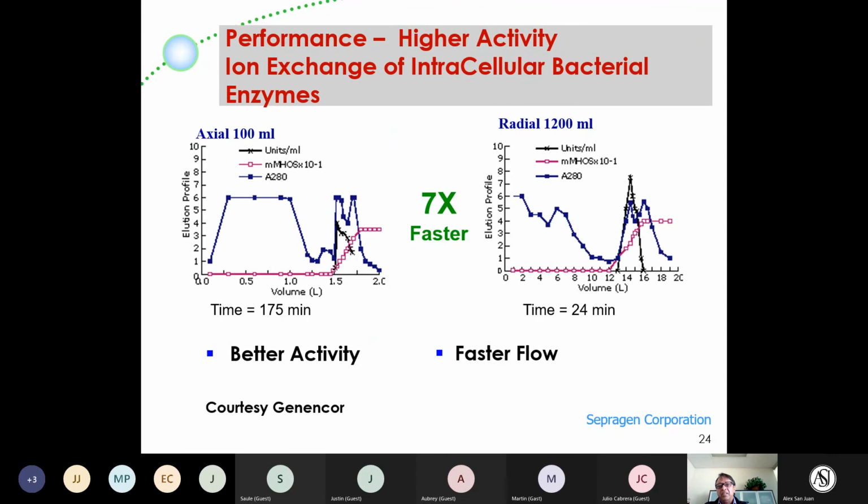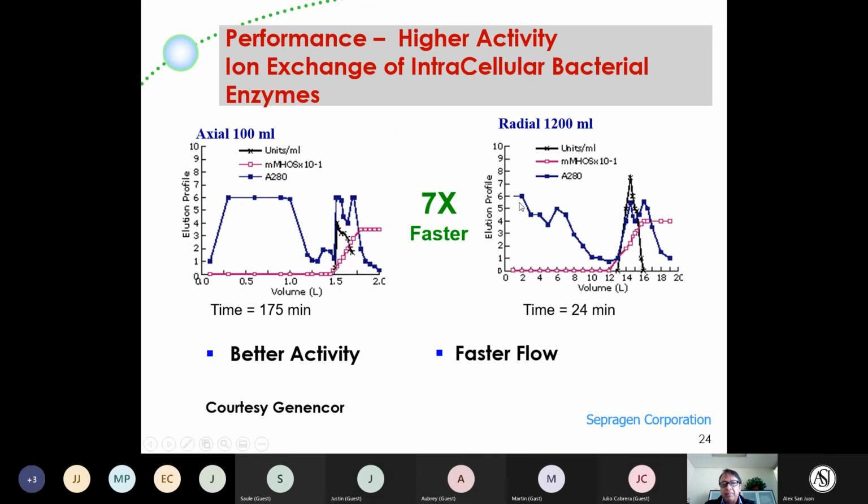This is some data on an intracellular bacterial enzyme, published by a customer, not ours, where they were using an axial flow column, and the separation time was 3 hours. So they would load on a conventional column, do the elution, and run a gradient. Then they took fractions of the elution and plotted the activity on the chromatogram itself. So that's not a sensor-derived value. That's imposed activity that they have on the chromatogram for diagrammatical purposes.